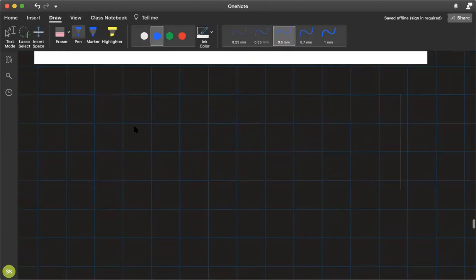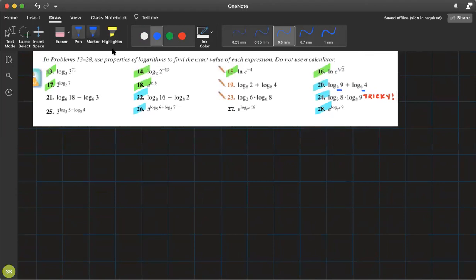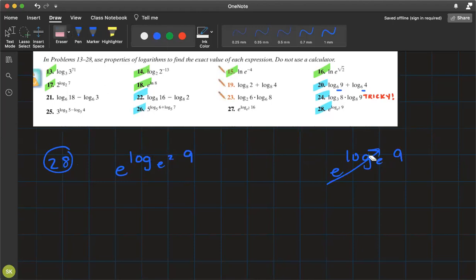Okay, and let's try the last one here, 28. 28 is e log e squared of 9. At first glance, you might think, oh, I can do the e log e of 9. I can cross this out. But notice that I have a squared here. So that rule doesn't apply here because whatever I have here, I have to have the same thing here, and I don't. So what can I do to figure this one out? This one's actually kind of tricky.